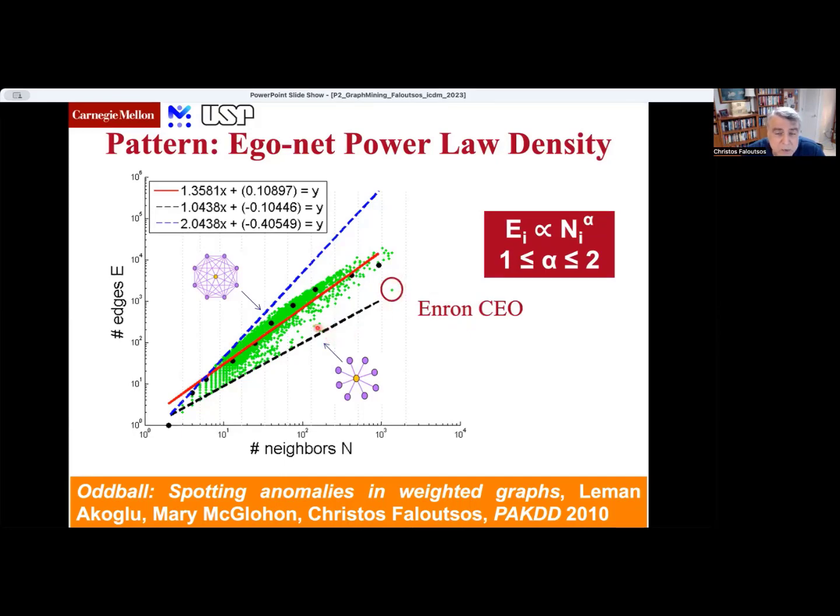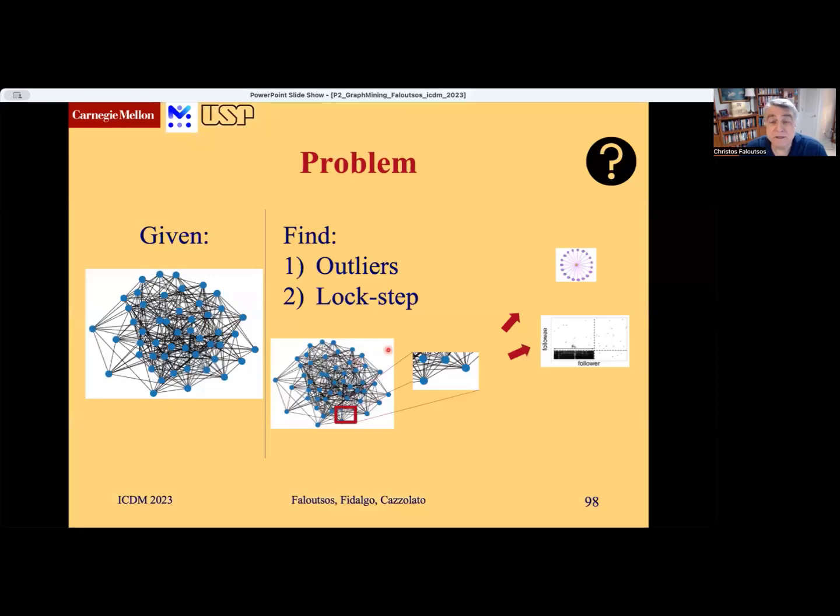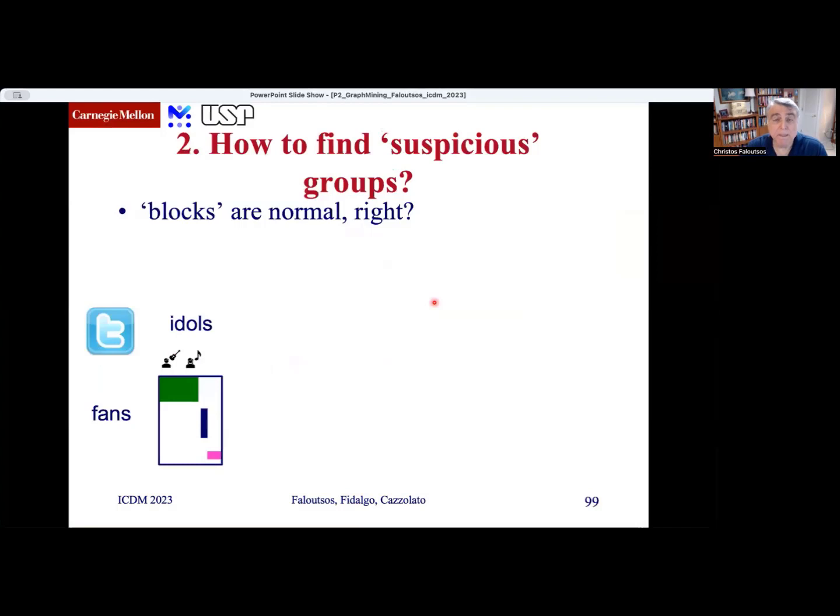And so is this guy, who was, if I remember correctly, the CFO, right? So these people had very strange behavior, very strange star-like behavior, while everybody else did not. So this is the tip of the iceberg on how to find outliers. Let's answer the second question. How do we find nodes who operate in lockstep?